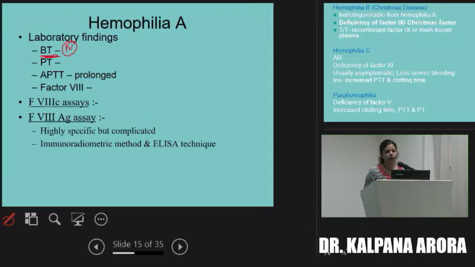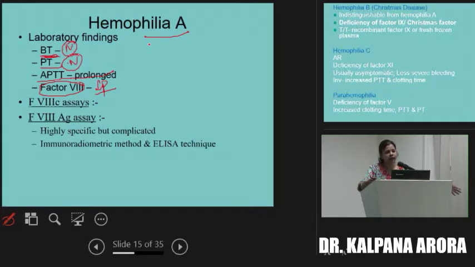What will happen to prothrombin time? Yes, again it would be normal and APTT would be prolonged. And factor 8 is the most specific test for the diagnosis of hemophilia. It doesn't make any difference if you classify as hemophilia A or B because the treatment remains the same. You give fresh frozen plasma.